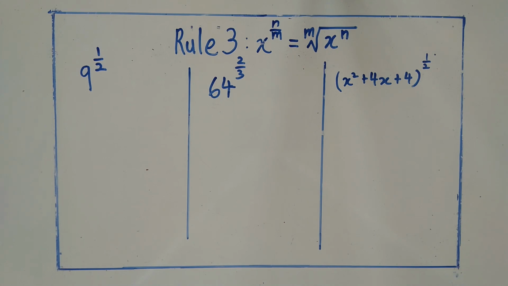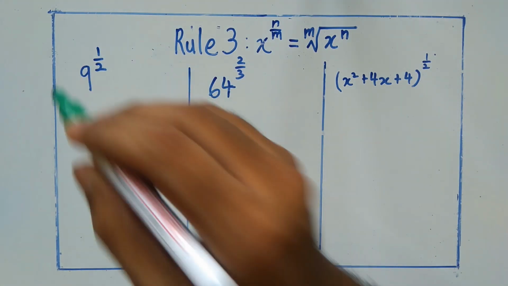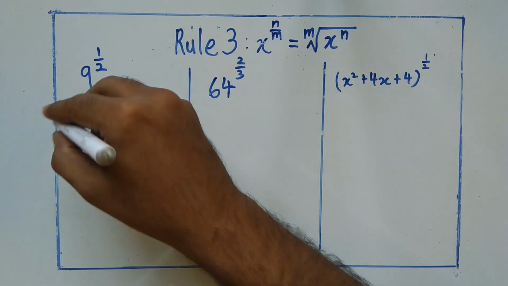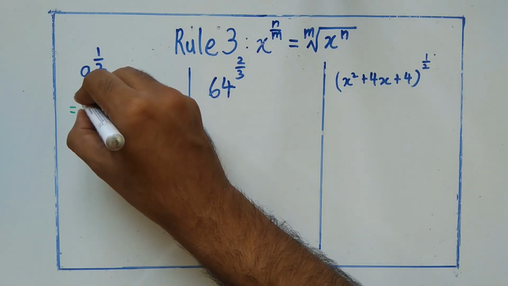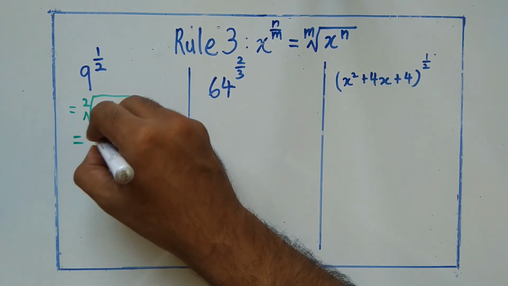In the first example, 9 has the power of 1 over 2. Therefore, we need to convert it into a root form and solve. We get 3.